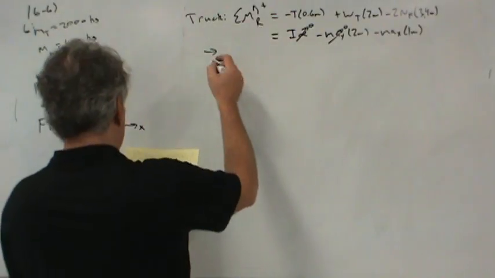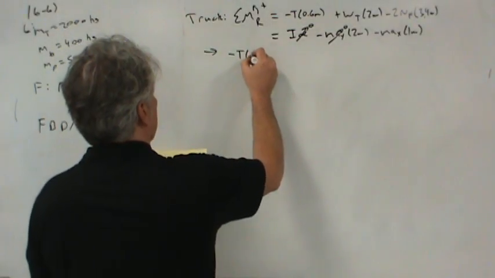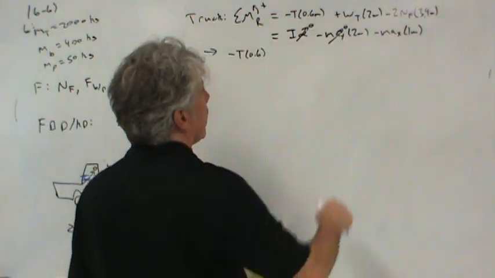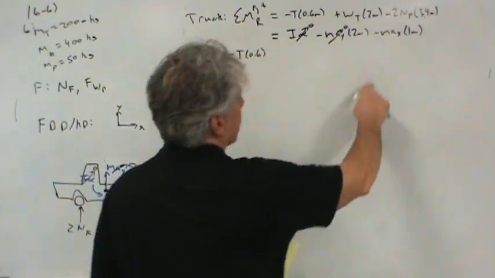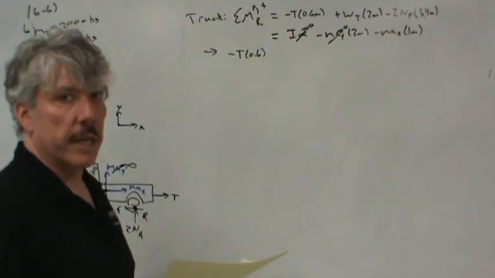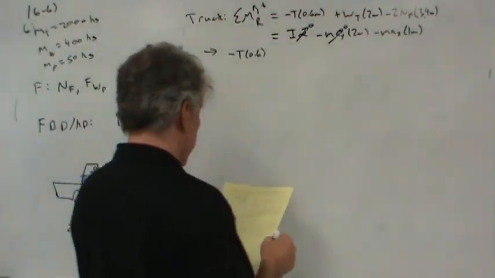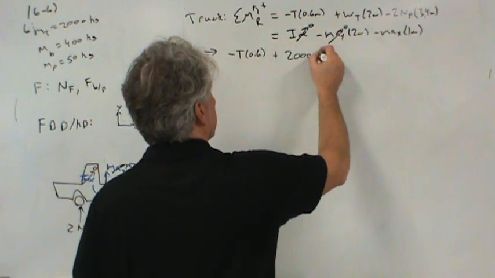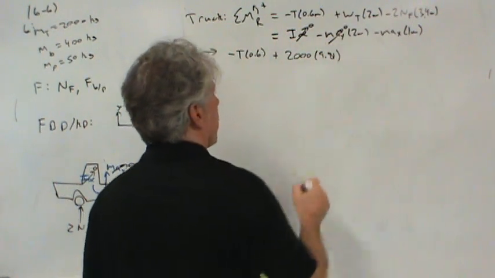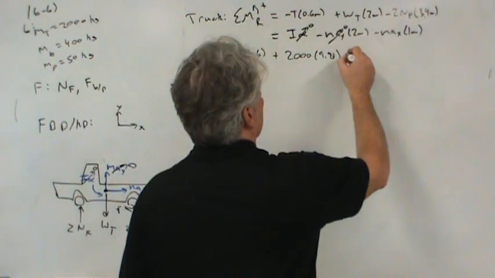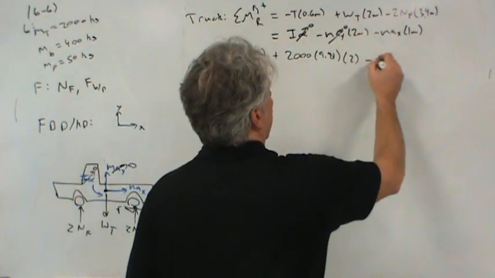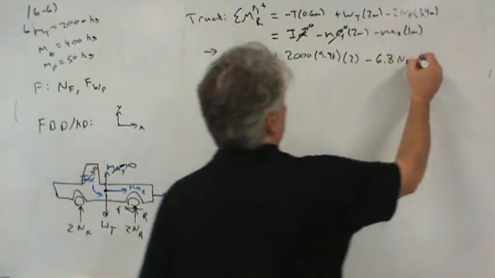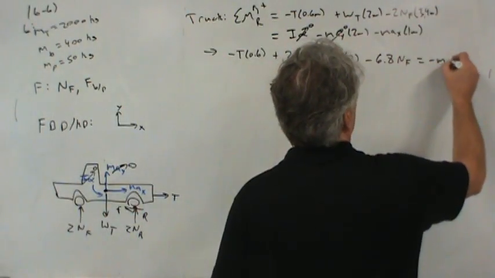Now, if I drop the units and just start plugging in numbers, we have negative T times 0.6. All the units should be consistent because the tension should be like the weight in newtons. That'll give me NF in newtons. The mass will be in kilograms, acceleration in meters per second squared, and all my length dimensions in meters. Then everything's consistent. I don't have to worry about it. Plus the weight of the truck, which is not 2,000 kilograms. It's 2,000 times 9.81 meters per second squared. Now we've got newtons in that product. Times 2 from there, minus, I just combine those two, 6.8 NF equals, and on the right-hand side, we just have negative MAX.